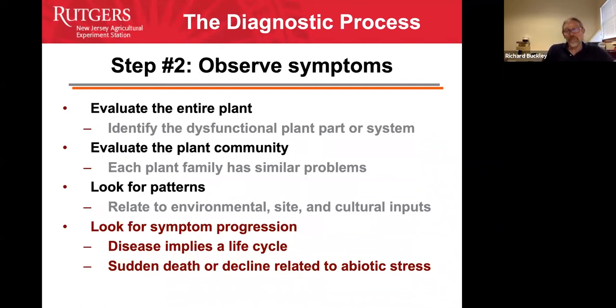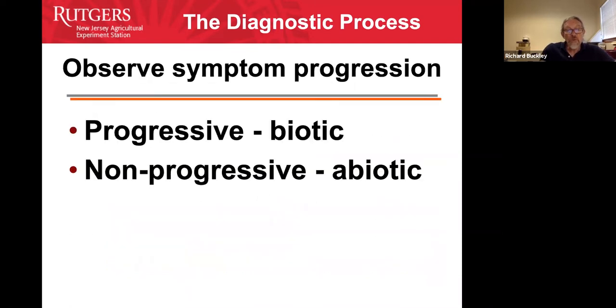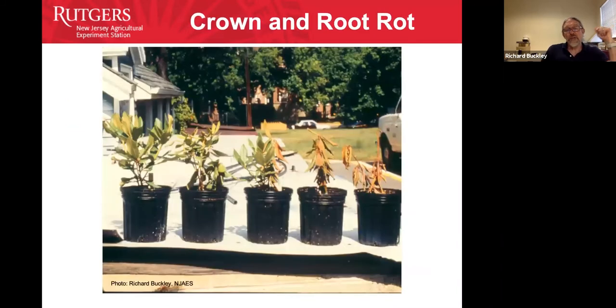One more point here: look for symptom progression. Disease implies a life cycle, and life cycles take time. Sudden death or decline is generally related to an abiotic stress. So we're thinking about progressive being living, infectious, biotic, and non-progressive being non-infectious, abiotic. Here's a picture of Phytophthora crown and root rot. We had inoculated these and were doing fungicide trials on 360 of them. This was the rating system, 5 for healthy, 1 on the right for diseased.